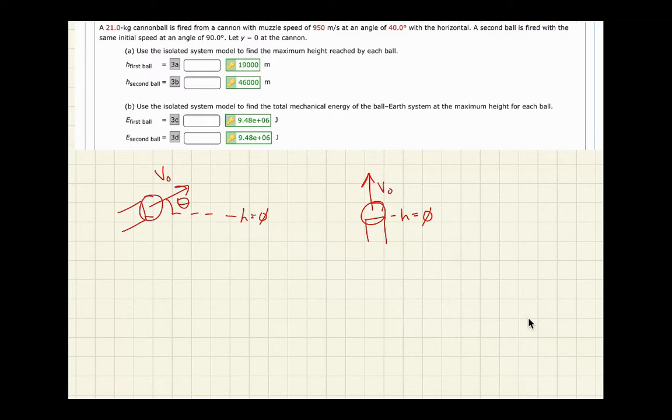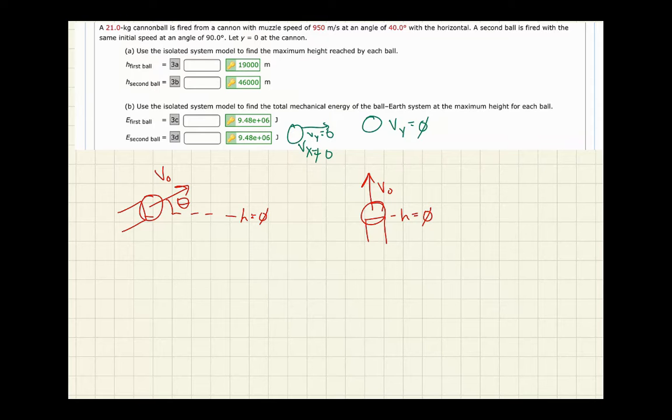So key here is that at the highest point, each ball will have a vertical velocity of 0. So Vy equals 0 for both balls. But for the ball that's fired at an angle, Vx is not equal to 0. So it is moving horizontally at that position.